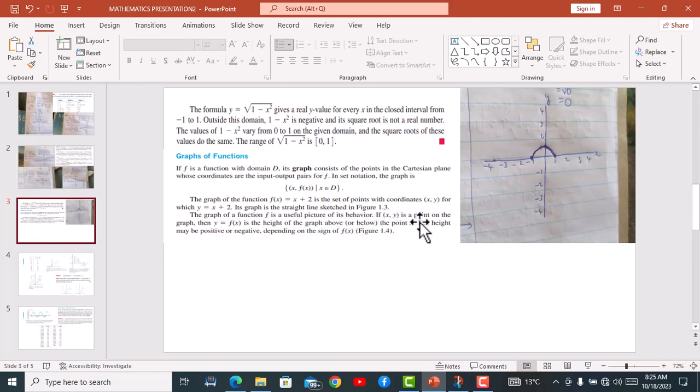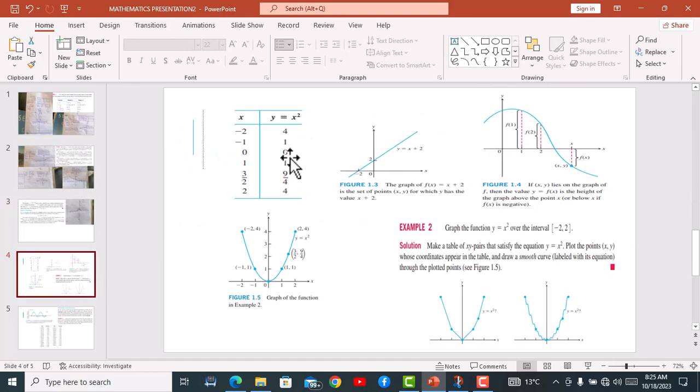If the coordinate is a point on the graph, then y is equal to the function when x is the input. Is the height of the graph above or below the point x? The height may be positive or negative depending on the sign of that. Okay, that is fine. And then here we are. The graph of f at x equals x plus 2 is the set of points x and y for which y has the value x plus 2.